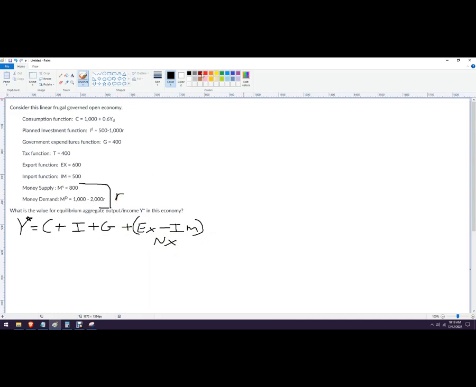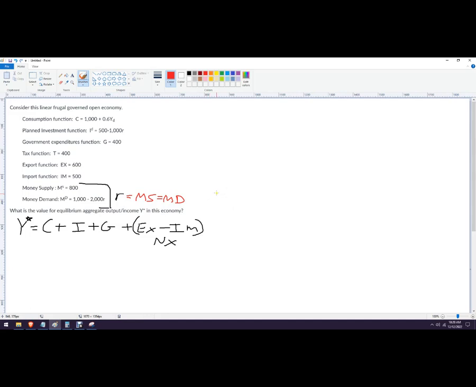Well, the thing is that in the real world, I, and to a lesser extent C and G, are dependent on what R is. This is this whole interest rate situation. So if we're going to solve this little model and figure out what Y star is, or what the economic output of the economy is, we need to figure out what R is. That's pretty easy. R is going to happen where money supply equals money demand.